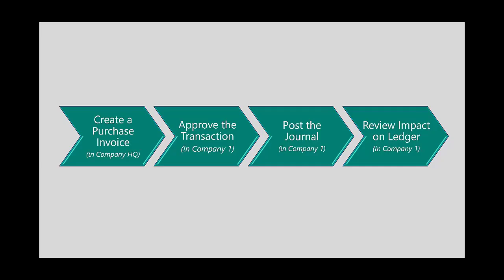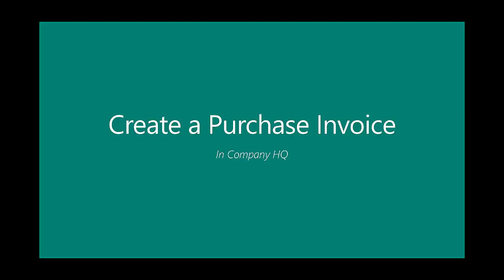So in this scenario, we're going to create a purchase invoice in the headquarters, the main parent company. I'm going to approve that transaction in the subsidiary company. We'll post that journal in the subsidiary and then review the impact on the ledger.